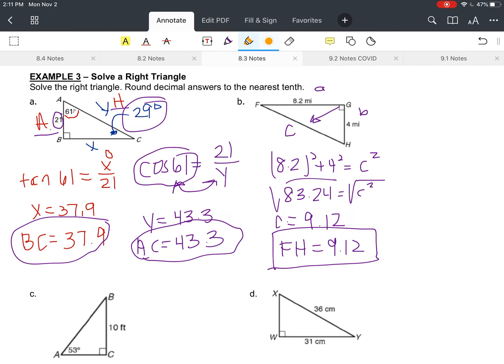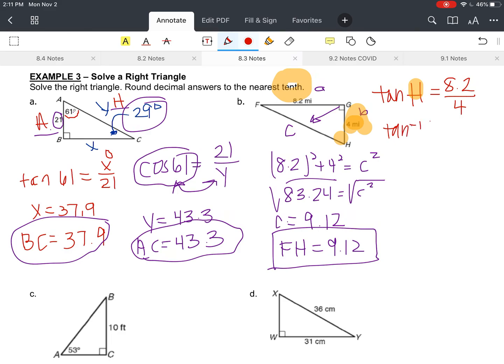Now, I have to find my other two angles. Remember, to find angles, we have to use inverse trig. It doesn't matter which angle you want to find first. I'll find H first. Like I said before, always only use the sides that they gave you in case you made a mistake. So I'm not going to use FH in my equation to find angle H. But angle H, you use inverse trig. Well, 8.2 is opposite to angle H, and 4 is adjacent. Opposite over adjacent, that is tangent. So I'm going to use the tangent of angle H equals opposite, which is 8.2, over adjacent, which is 4.